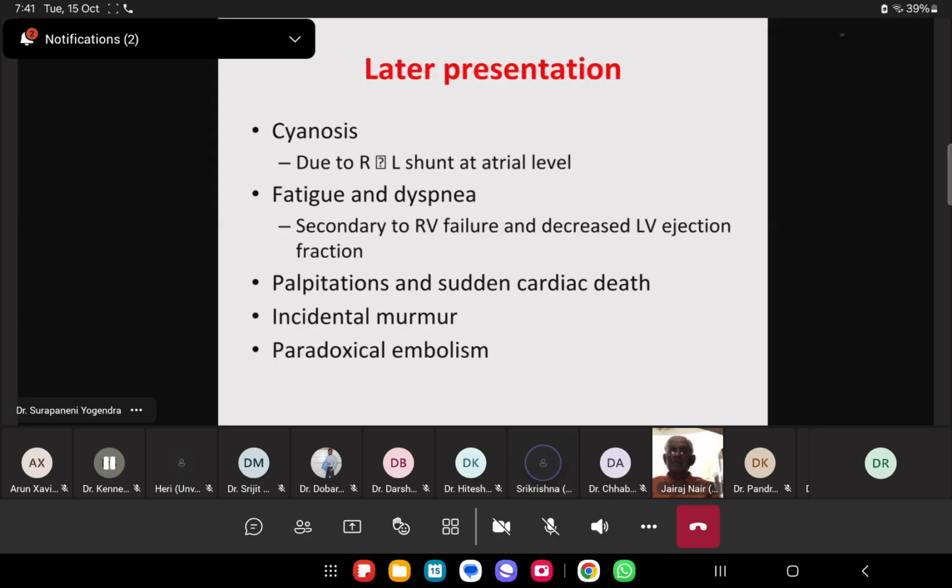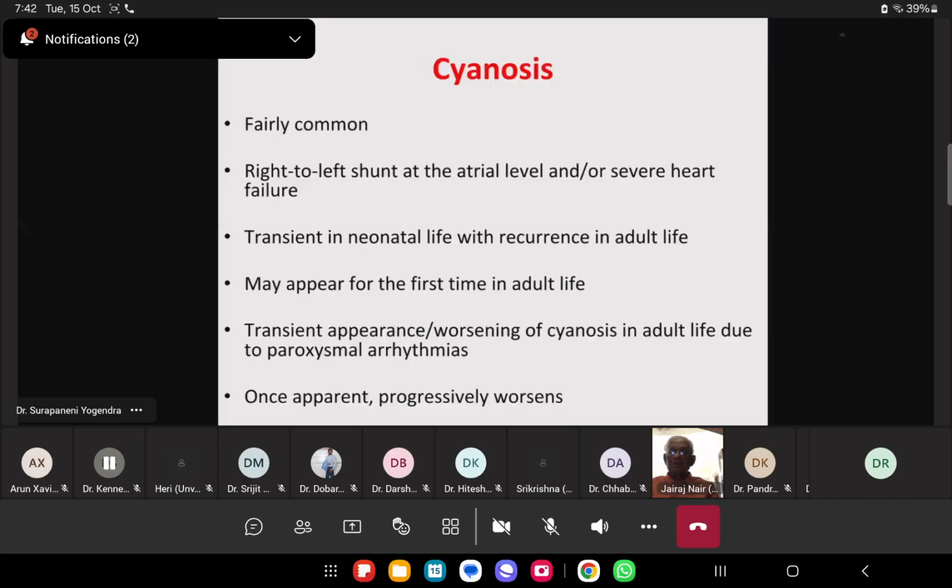Cyanosis. Cyanosis is common due to right to left shunt at the atrial level and/or severe heart failure. It is transient in neonatal life with recurrence in adult life. It may appear for the first time in adult life. Transient appearance or worsening of cyanosis in adult life due to paroxysmal arrhythmias can occur. Once apparent, it progressively worsens.